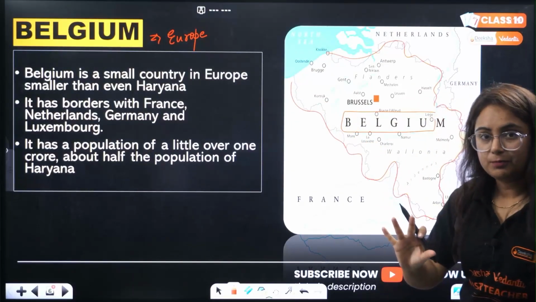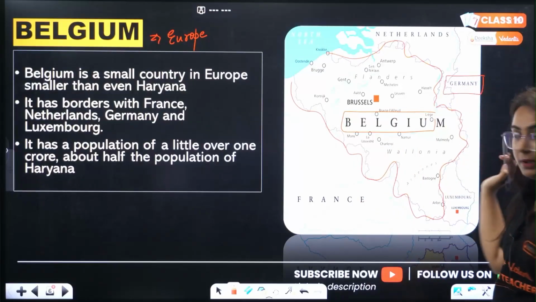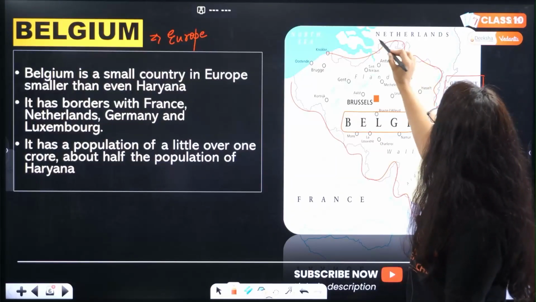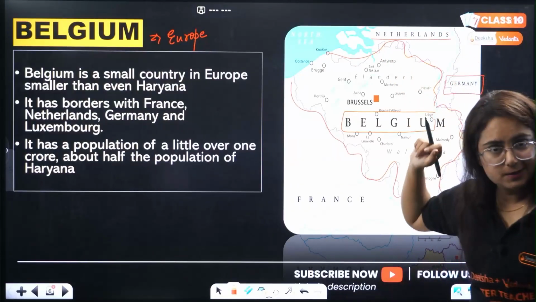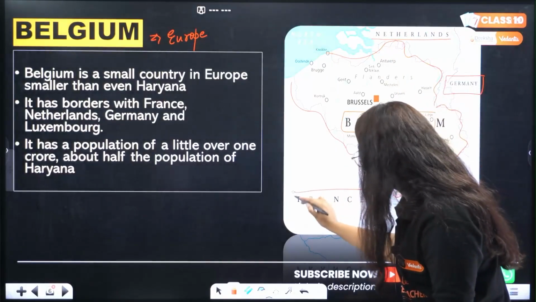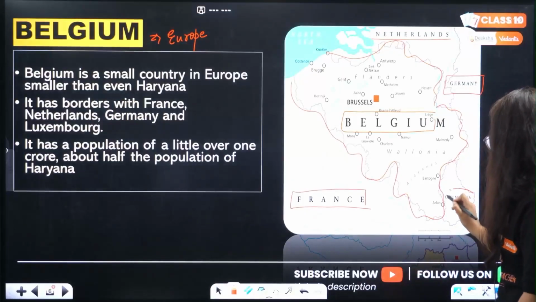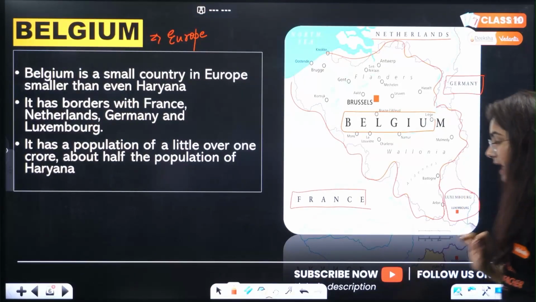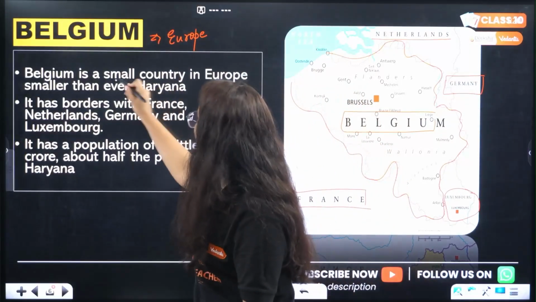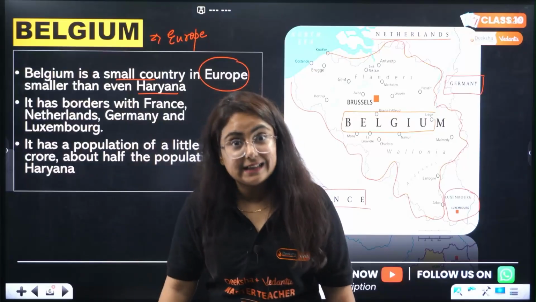It is a European country bordering countries like Germany. Here it is Germany, right? People here speak the language German. Then here in the north you have the Netherlands. Then you can see this is France, French language. And here it is Luxembourg. Okay, a small nation, Luxembourg.